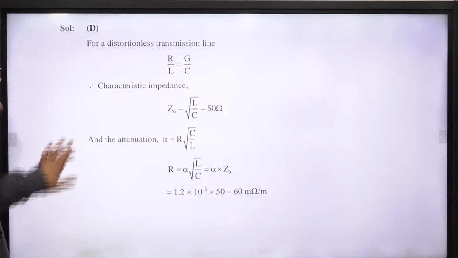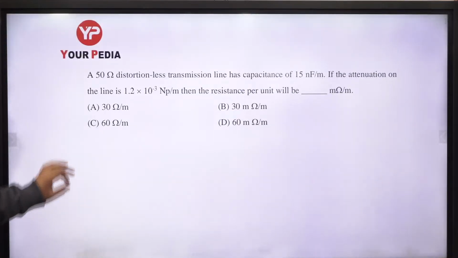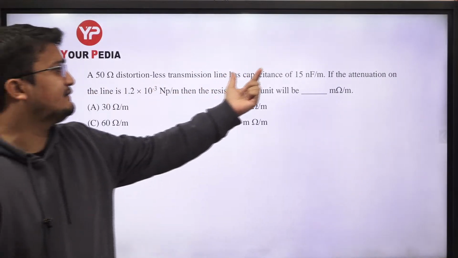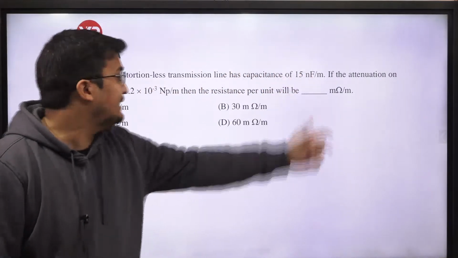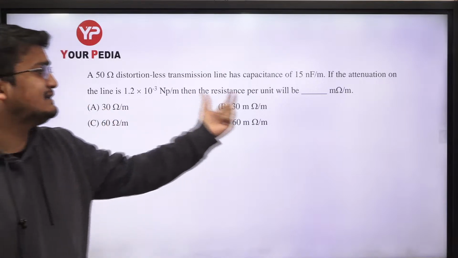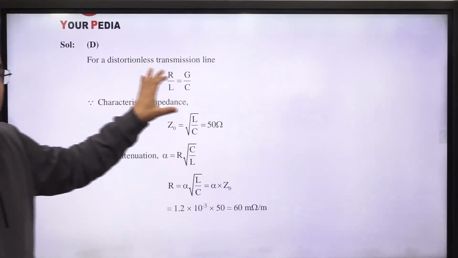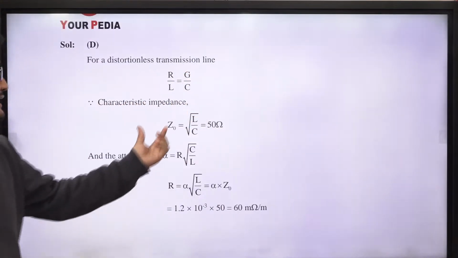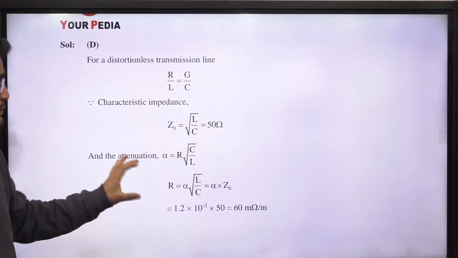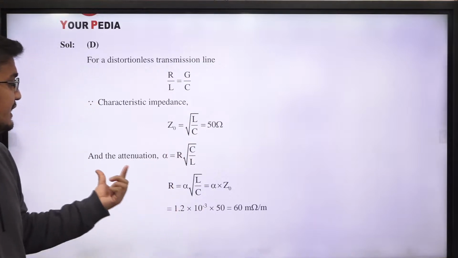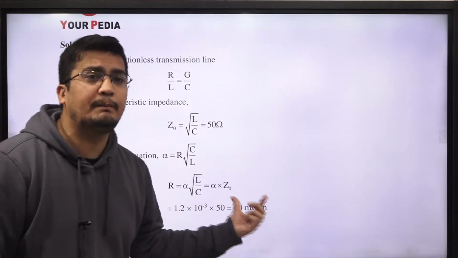So the answer for the second question, guys, I'm repeating again: a 50 ohm distortionless transmission line which has a capacitance of 50 nanofarad per meter, and the attenuation was given and the resistance was asked. I first calculated the condition for the distortionless transmission line. This is the condition and this is the characteristic impedance, and then I put in the values of all the constants given, and I end up getting this value. Attenuation constant is 60 milli ohm per meter.